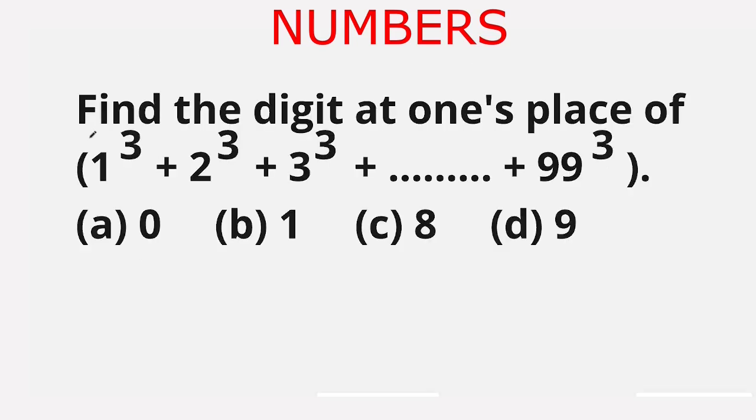Our question is, find the digit at 1's place of 1 cube plus 2 cube plus 3 cube plus up to 99 cube. The given options are option A 0, option B 1, option C 8, option D 9.